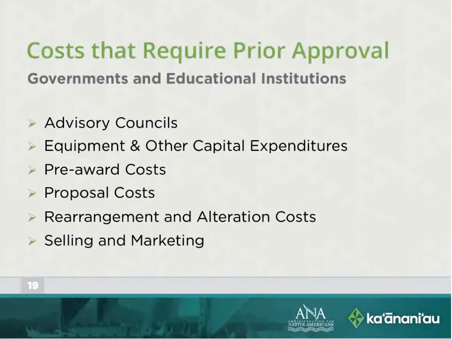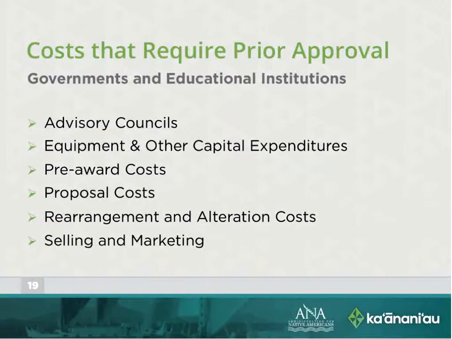The next slide talks about the costs that require prior approval. These are the OMB circulars, the cost principles, and you can refer to them, and they'll tell you exactly what these things are, whether they're allowable or not. Like pre-award costs here, the circular may say that that's an allowable cost, but ACF has determined that that will not be an allowable cost for their programs. So in this instance, the HHS regulation has precedence over the OMB circular.